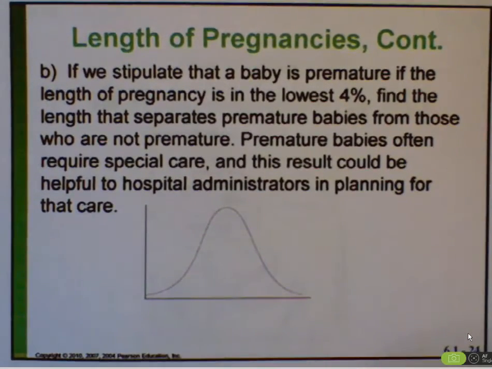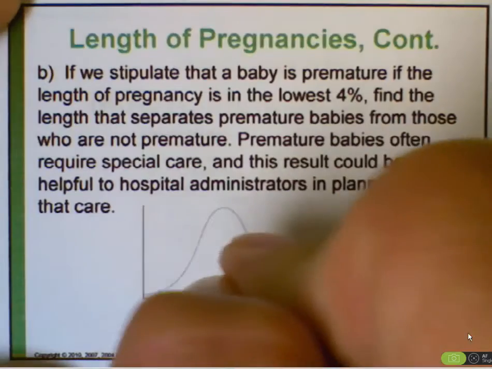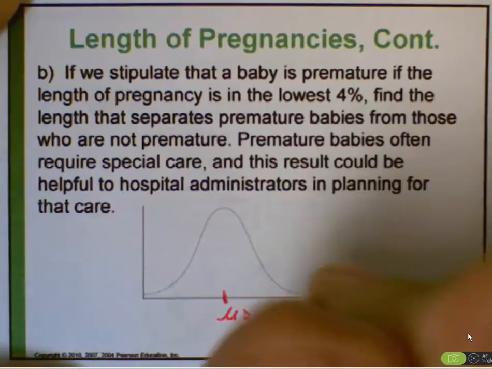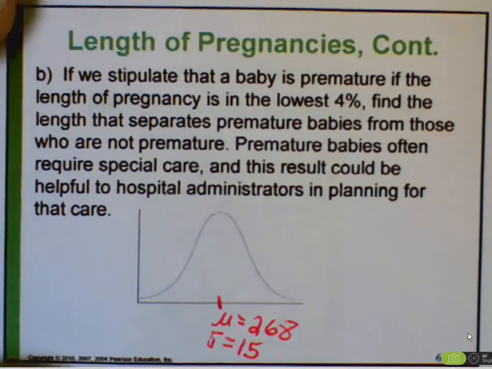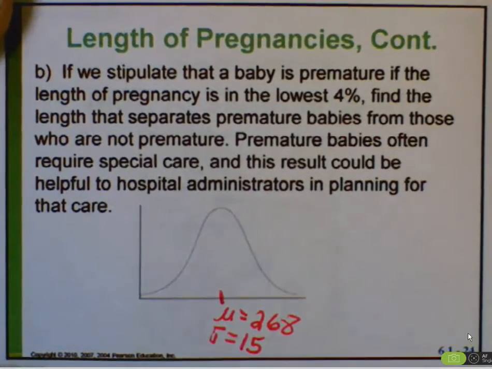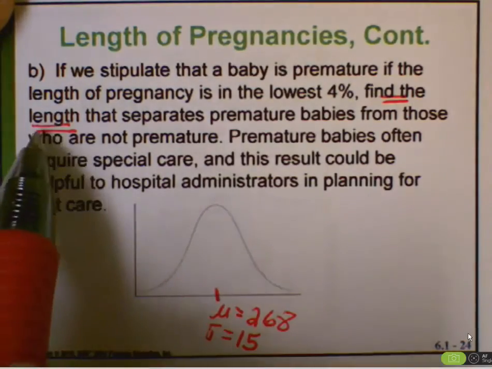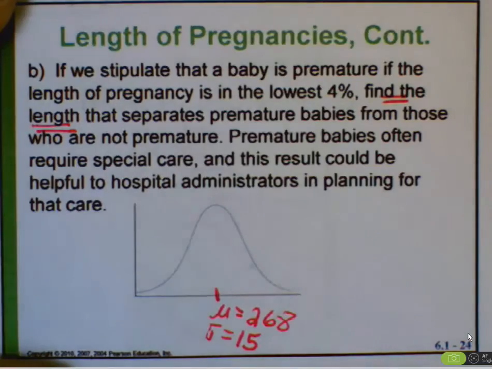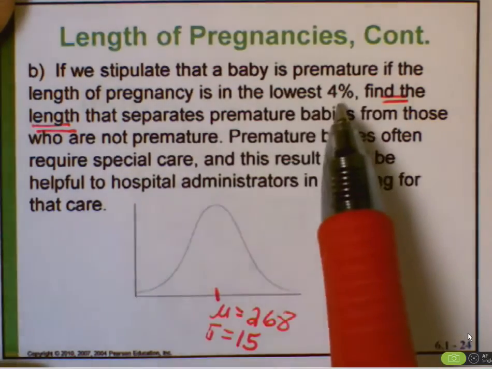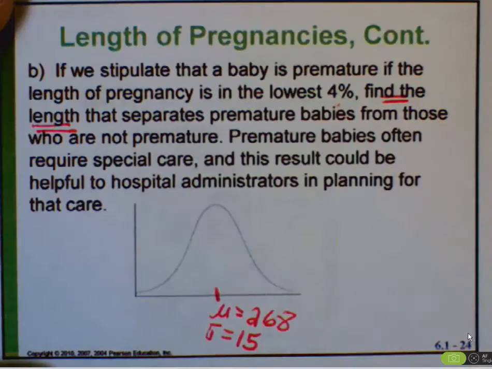One other application of that same information about lengths of pregnancies. The mean is still 268 days and the standard deviation is 15 days. But this has to do with the classification of premature babies. If we stipulate that a baby is premature if the length of pregnancy is in the lowest 4%, find the length that separates premature babies from those who are not premature. Now, the fact that this says find the length, doesn't say find the probability or find the area or find the percent, means I'm not using normal CDF. The length is an X value. I'm looking for an X value that separates the shortest 4% of pregnancies from the longest 96% of pregnancies.